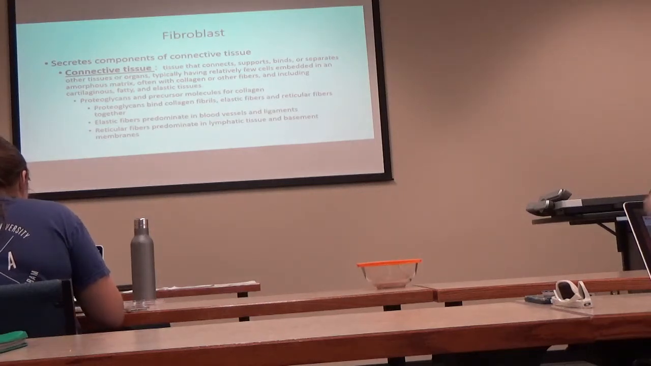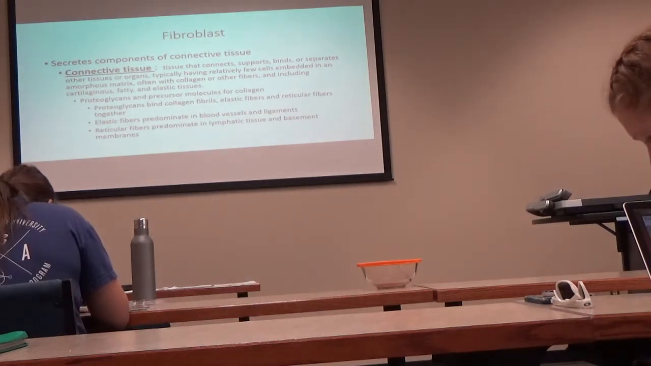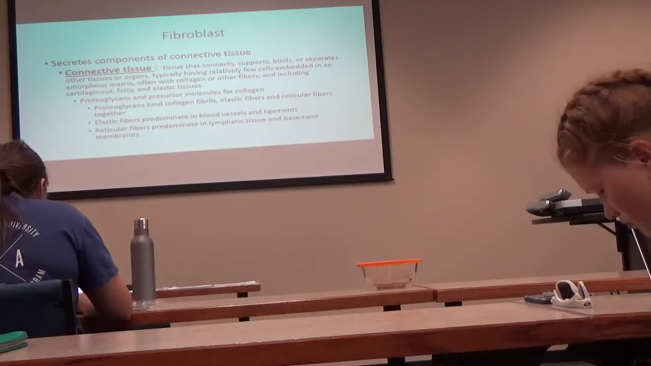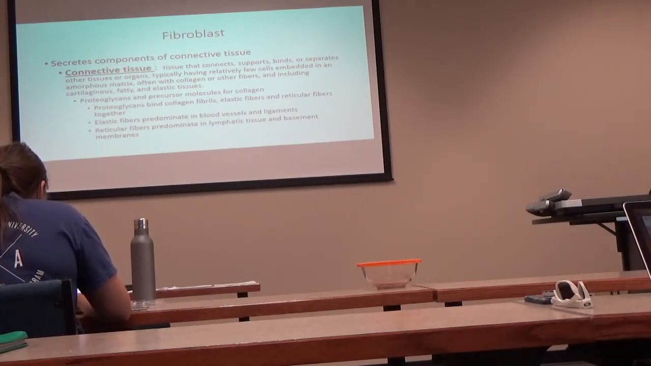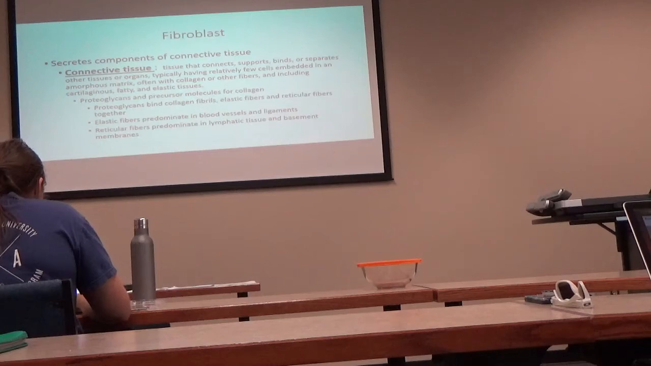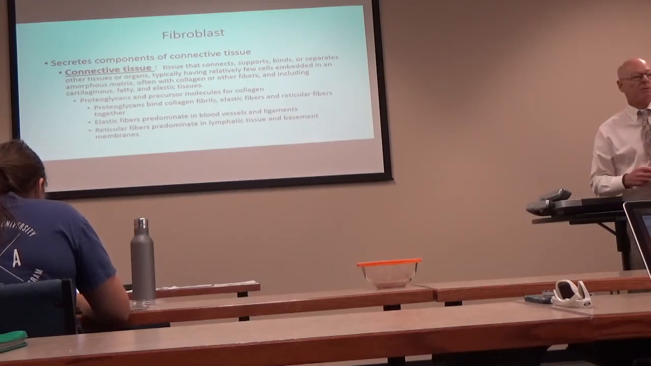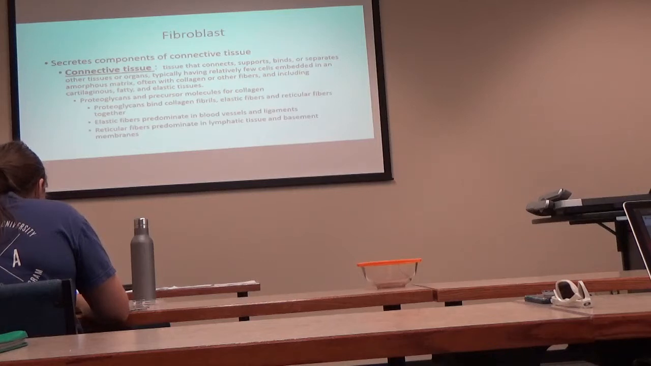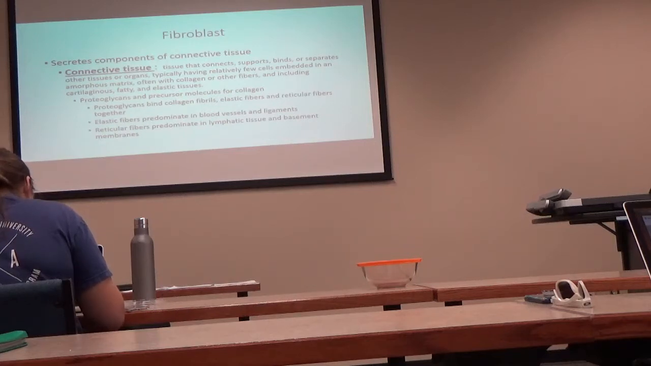Elastic fibers predominate in blood vessels and ligaments. This makes some sense because elastic fibers are stretchy, and we know that blood vessels dilate and contract. We know that ligaments have to have the ability to take tension and stretch a little bit. Reticular fibers, you don't need to know much more about, except that they predominate in lymphatic tissue and in basement membranes. You don't really need to know how to identify them. You're never going to see a fiber unless you practice with a microscope in your hand, which I've never seen a PA do.